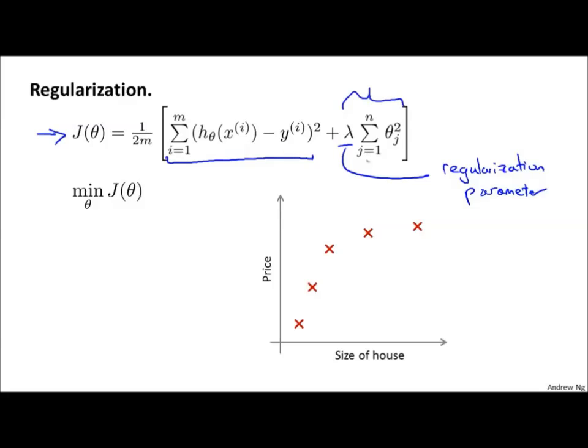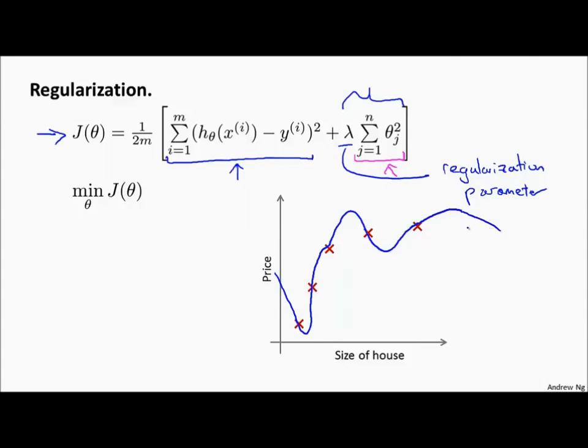And the second goal is we want to keep the parameters small, and that's captured by the second term, the regularization term. What lambda, the regularization parameter, does is it controls the trade-off between these two goals: fitting the training set well, and keeping the parameters small, and therefore keeping the hypothesis relatively simple to avoid overfitting.